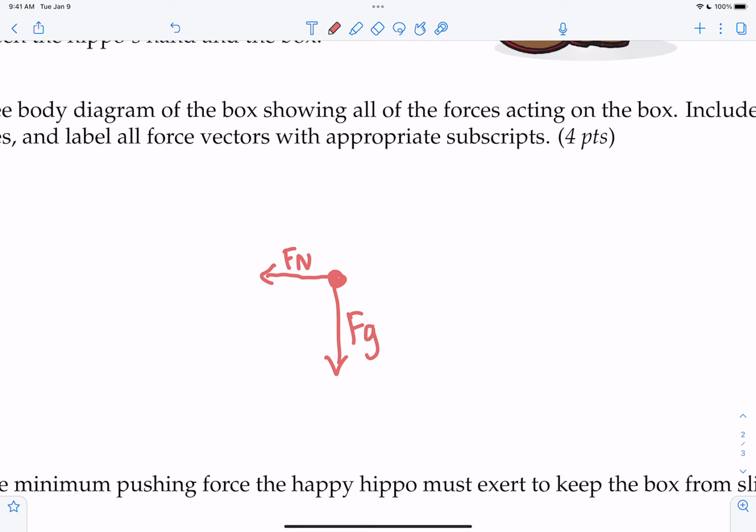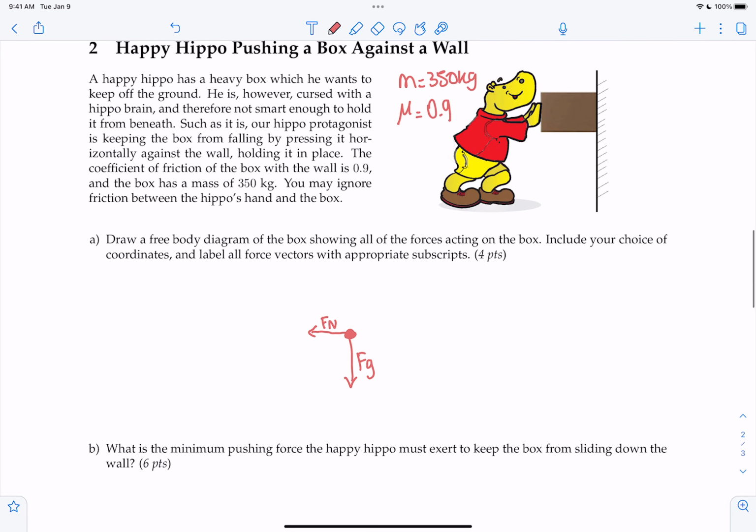Does that make sense? I can't see who asked the question. I'm just writing stuff down at the moment. But yeah, does that make sense? Because then we also have an F push. Do you need more clarification as to why that normal force is pointing in the left direction?